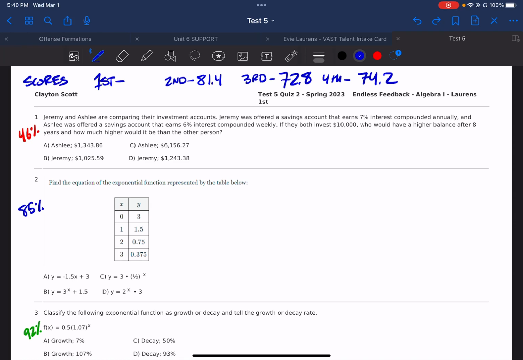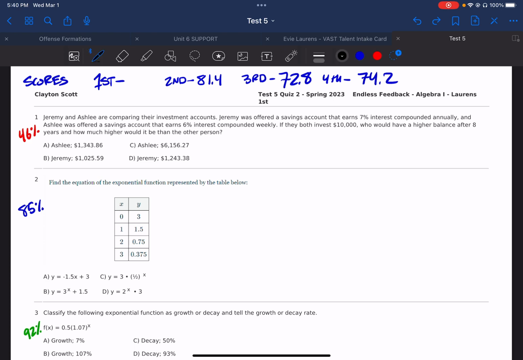All right, here we go. This is your review for the quiz you took yesterday. It's test two, or sorry, test five, quiz two. Up here at the top are the scores from the other classes. Second period was an 81.4. Third block was a 72.8, and fourth block was a 74.2.